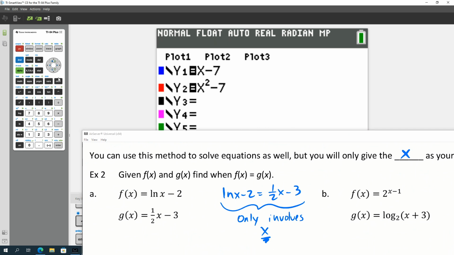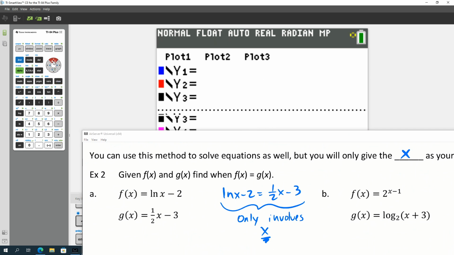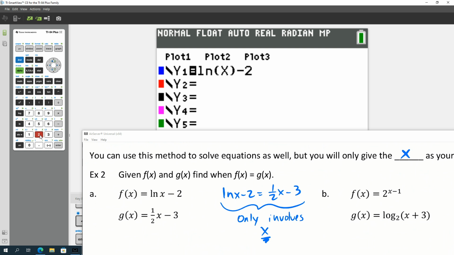All right, but we're going to do the steps in the calculator exactly the same way. So we'll go to y equals. We'll put these in for y1 and y2. Do you guys remember how to get ln for the natural log? It should be right beside 4. Now, on that one, you need to make sure you close the parentheses after the x. Otherwise, the calculator gets confused.